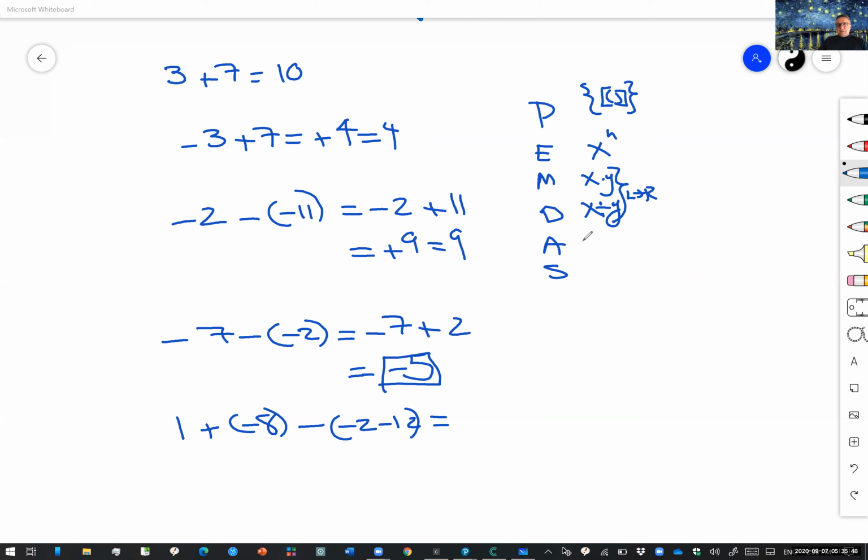And then addition, subtraction, also from left to right. These two are also what we call equipotent, right? All right, so take care of this first.